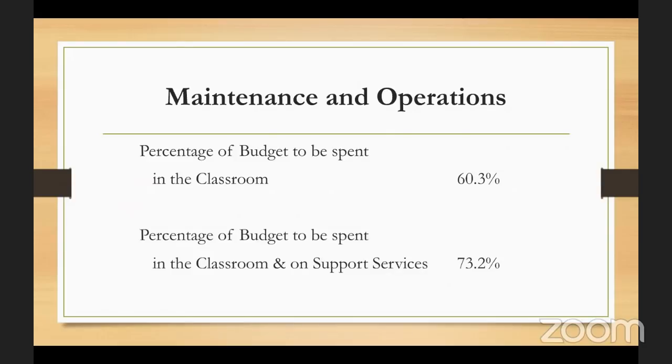Next slide, please. So after the year is over, the Auditor General does their classroom dollar report or the classroom spending report. So I like to look before we start the year to see where I think we're going to end, or where close we'll be. So the percentage of the budget for maintenance and operation that will be spent in the classroom is 60.3%. And when you look at the bigger picture, and you look at not only the classroom, but also the cost of student services like nursing, OT, PT, and then also our teacher training, will be about 73.2% for those areas. Next slide, please.